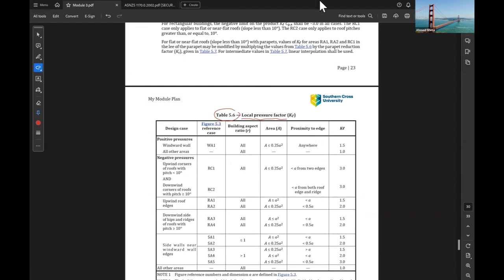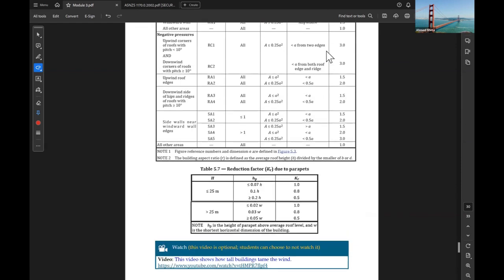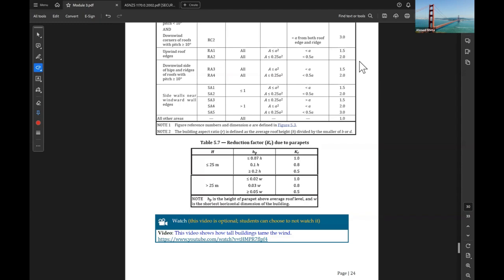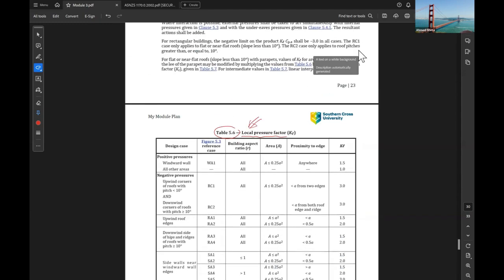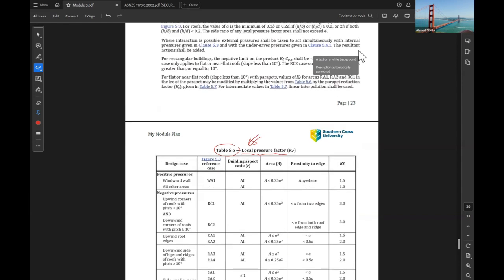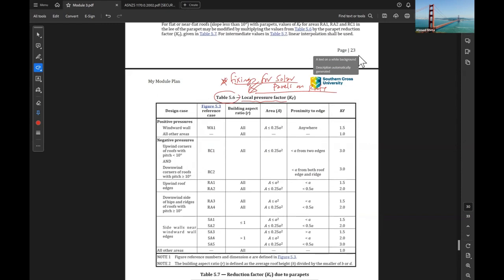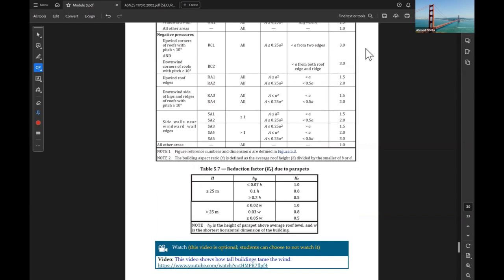But anyway, this might be needed only if we design the cladding, or, for example, this also might be needed if you are designing the fixing for solar panels on roofs. So this might be needed. Okay, so for any fixing on the cladding or the roof sheeting, you can consider KL.